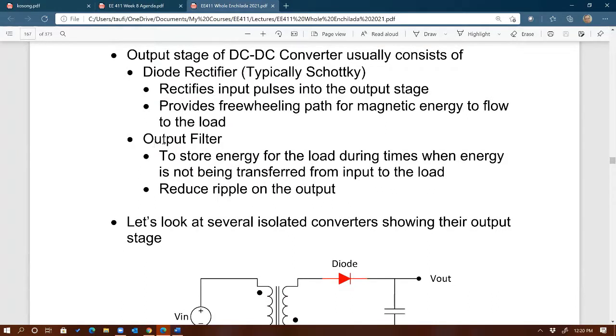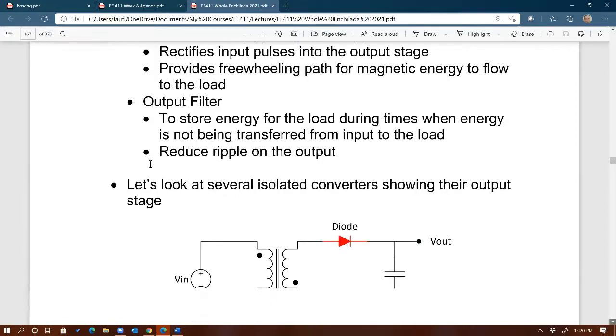Then we also have the output filter, which is going to be covered in EE411 next year. There is a chapter on the output filter. For DC to DC converters, the output filter as well as the input filter have some interesting and unique characteristics we need to watch out for, but that's not part of this class. Again, this is going to be covered in 527.